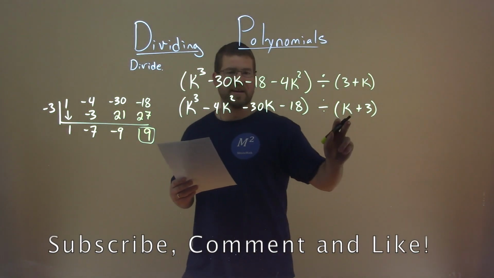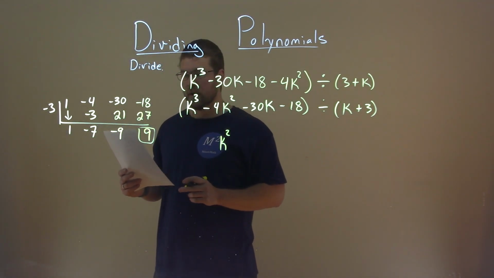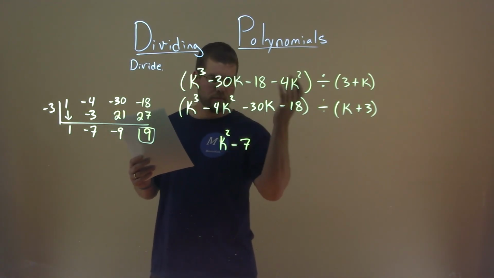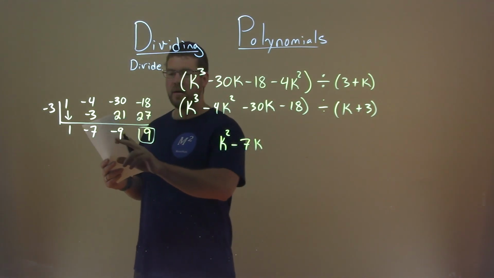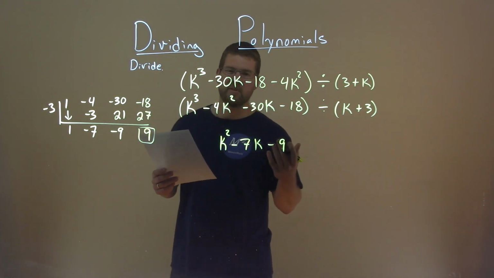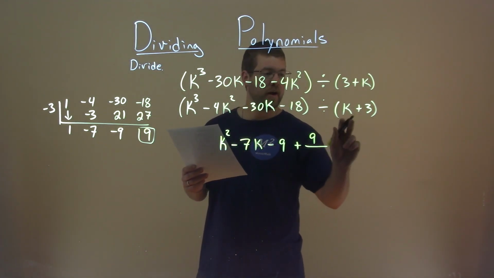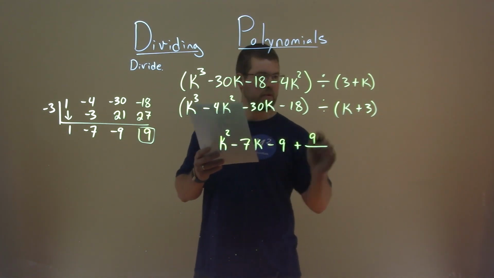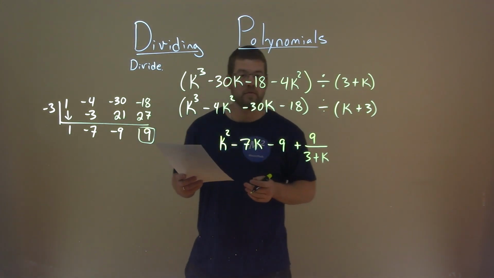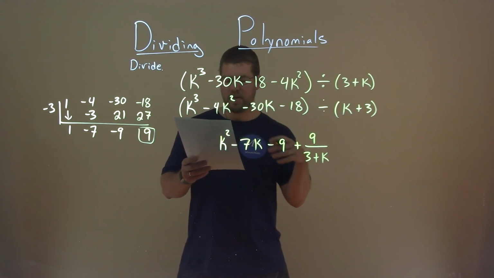Well, k to the third divided by k gives us that k squared. This 1 is a coefficient in front of the k squared. Now we go down, we have a minus 7, and then k squared, subtract the exponent by 1, we have a k. Then we have a minus 9 here. Same thing, k to the first power, minus 1 is k to the 0, don't need to write that, so minus 9. Our remainder is positive 9, divided by that k plus 3. Or if we want to go back to our original, we can write it as 3 plus k. And there we actually have our final answer. K squared minus 7k minus 9 plus 9 over 3 plus k.